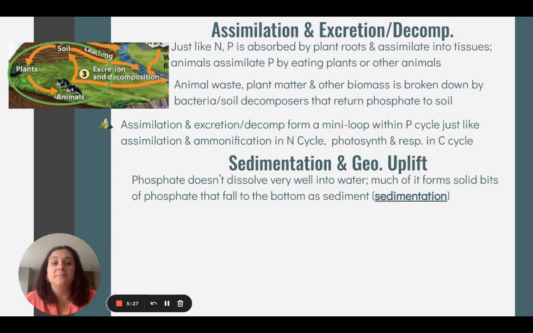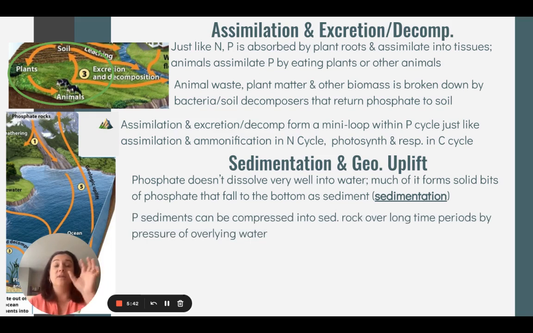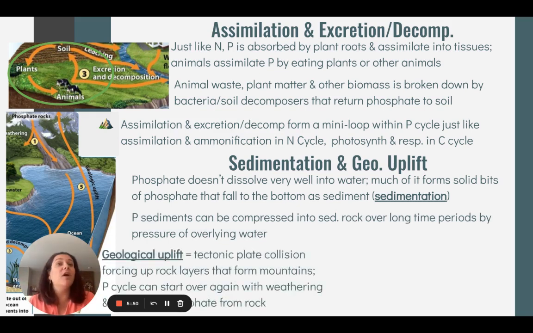Similar process happens with phosphate. Those solids will fall out of solution or just not dissolve and settle to the bottom as sediment. We call that process sedimentation. Okay, that sedimentation over time, you've got that layer of phosphorus, as it gets compressed over time, it turns into sedimentary rock, right? And we know sedimentary rock is compressed sediment. It's rock that contains phosphorus now.